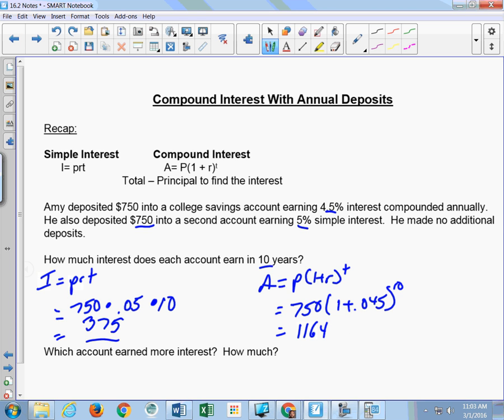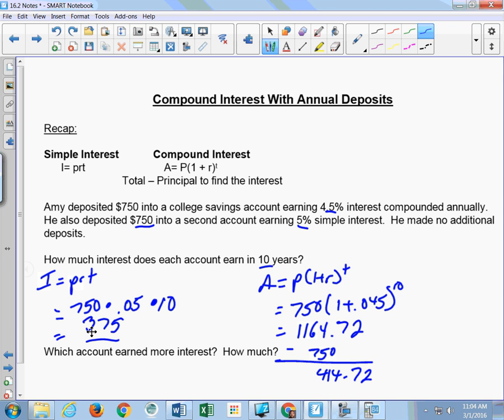764.72. Okay, 73. Now remember, this is an account balance, not the amount of interest. So we have to subtract 750 from that to see how much interest we earned. So your answer, subtract 750. I got 14.72.